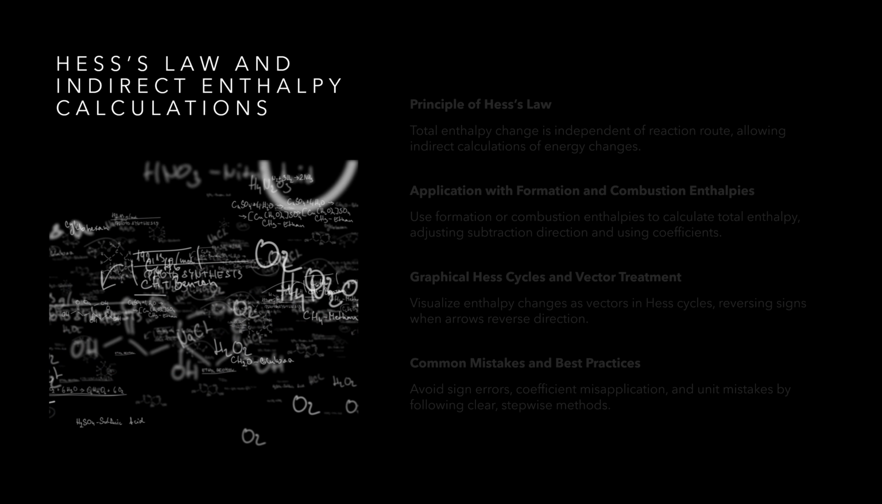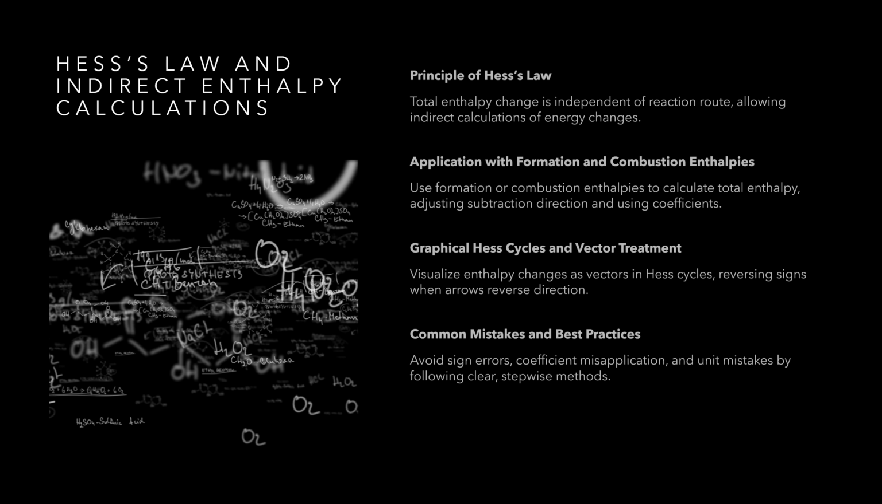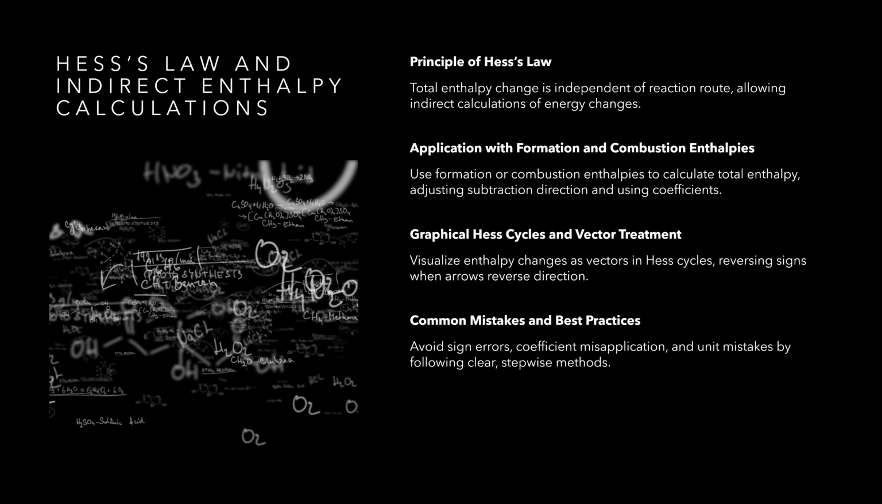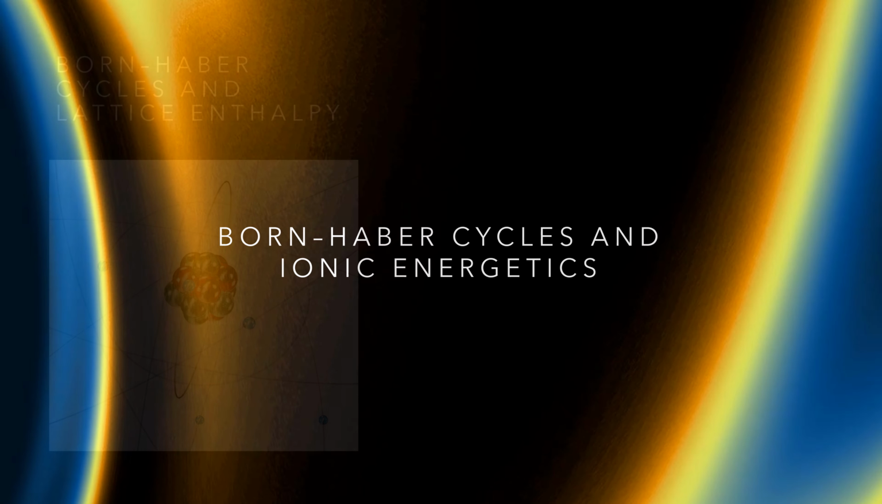Hess's law states that the total enthalpy change for a reaction is the same regardless of the route taken. This allows us to calculate values that cannot be measured directly. Hess cycles use known enthalpy values, such as formation or combustion data, to calculate unknown enthalpy changes by following different reaction pathways. Born-Haber cycles and lattice enthalpy, enthalpy of hydration and enthalpy of solution.